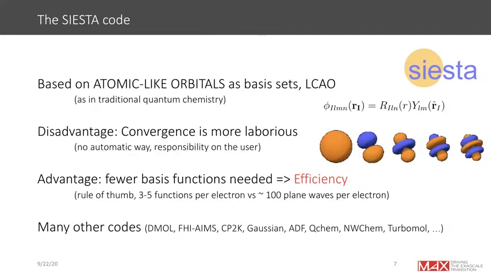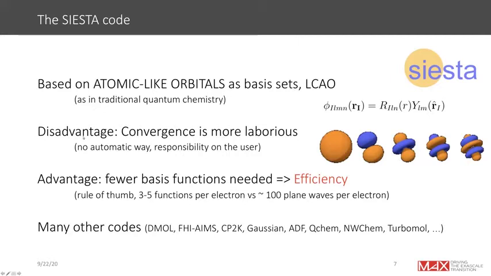So the Siesta code is based on atomic orbitals that are used as basis sets. And it is something very conventional, for instance, in traditional quantum chemistry. It's nothing new. These atomic orbitals are constituted by functions that are the product of a radial shape and an angular shape. The angular shape is just spherical harmonics of the kinds that you're probably familiar with, S, P, Px, Py, Pz, and so on and so forth. And the radial shapes, we'll come back to them in a moment.